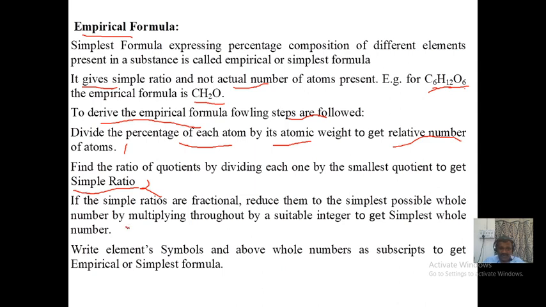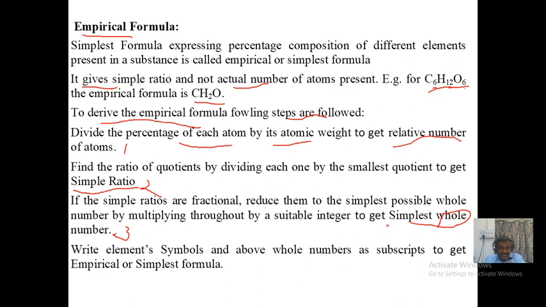The third step: if the simple ratios, that is the output of step number 2, are fractional, and most of the time they will be fractional, reduce them to the simplest possible whole numbers by multiplying throughout by a suitable integer, friend. It is nothing but, suppose you are getting 79.88%, what will you say to your friends and family? 79.88, I got 80%. Simple, isn't it?